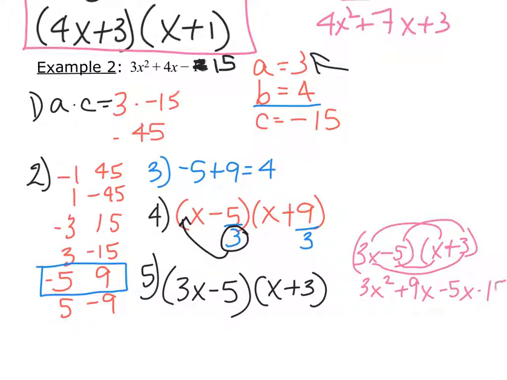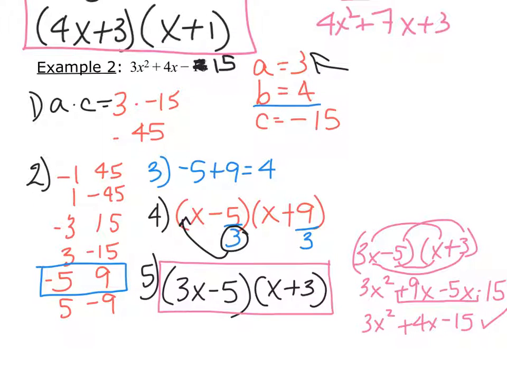Negative 15. Perfect. Because a negative times a positive is a negative. And then 9 minus 5, minus 3x. Positive 4, right? 9 minus 5 is 4. Does that match our problem? Yes. It does. So we're correct. So this is our answer. It's some steps. Like I said, though, after some practice, you guys will start to see some of the shortcuts.